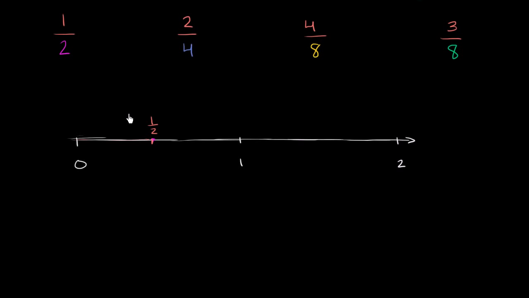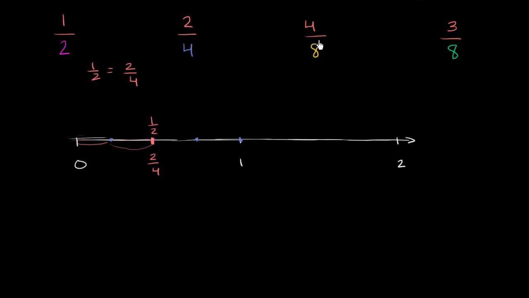Now let's think about 2/4. Well, to do 2/4, we would want to split the section between 0 and 1 into 4 equal sections. So let's do that. So that's 1 equal section, 2 equal sections, 3 equal sections, and 4 equal sections. So where do we end up if we go 2 out of those 4 equal sections? Well, we go 1, 2 equal sections. So we end up right over here, 2/4. We end up at the exact same place. So at least based on how we've drawn the number line, it looks like 1/2 is equal to 2/4. Let me write that down. 1/2 is equal to 2/4.